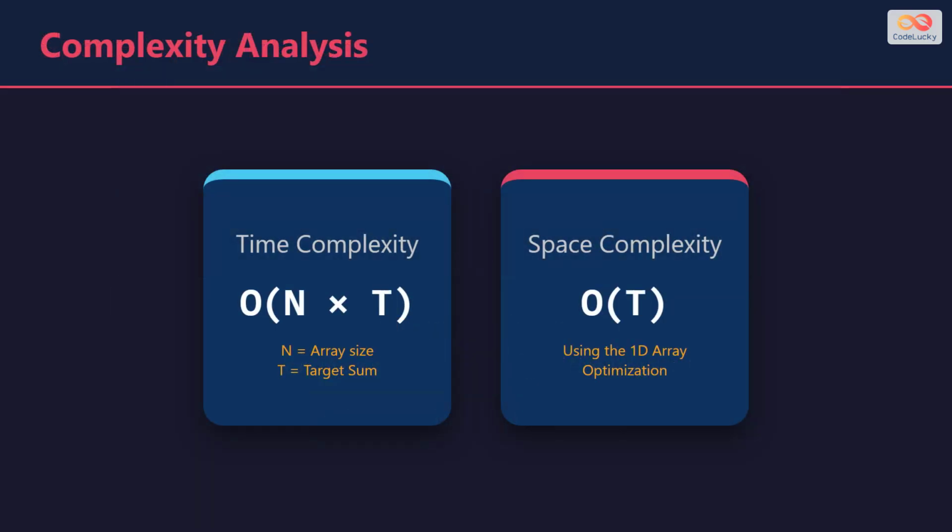Finally, let's look at the efficiency. The time complexity is big O of n times t, where n is the number of elements and t is the target sum. This is much better than the exponential time of the brute force approach. The space complexity is big O of t if we use the 1D array optimization, making it very memory efficient for reasonable target sums.